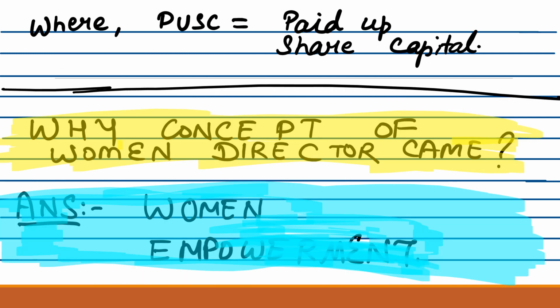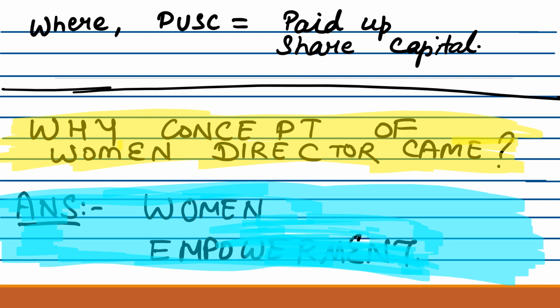PUSC stands for the paid up share capital. So all those companies, the listed companies and the unlisted public companies that have the turnover requirement of 300 crore rupees or more and paid up share capital requirement of 100 crore rupees or more, then in such class of companies the women director is required.